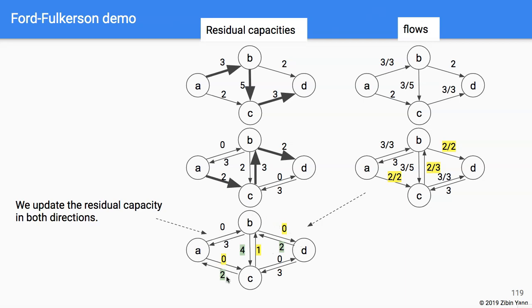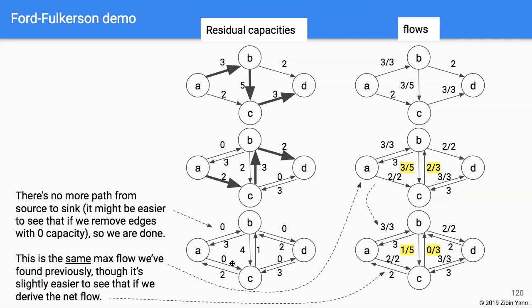Right, so given the updated residual capacities, we'll try to find another path through this network from A to D. It's probably a little hard to see. It probably helps if we actually remove all the edges with a residual capacity of 0. We can no longer find a path from A to D in this network, which means we are done. And this would be the max flow from A to D in this graph.